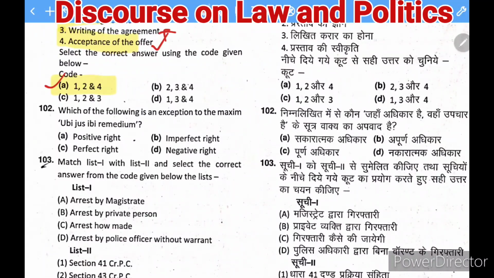Now moving to this question: which of the following is an exception to the maxim ubi jus ibi remedium? The options given here are positive rights, perfect right, imperfect right, negative rights. And the right answer to this question is imperfect right, because an imperfect right has no remedy available.